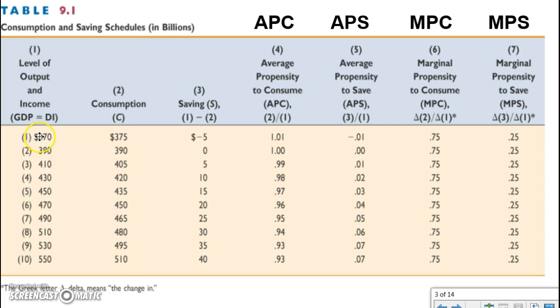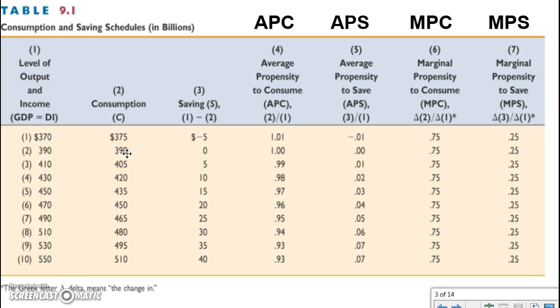So when people's incomes are very low, at here say $370 billion, people are actually spending more than they earn because they're borrowing or they're spending down their savings, right? Maybe they're running up debt on credit cards. So those are a few possibilities. So at this level of income, savings is actually negative. We call that dissaving.